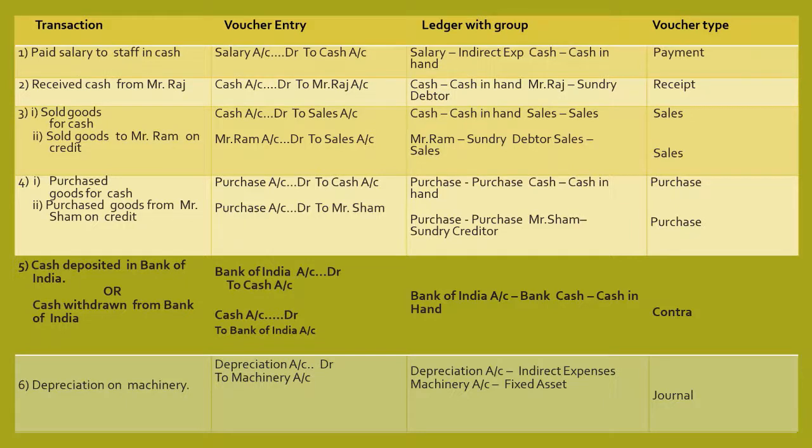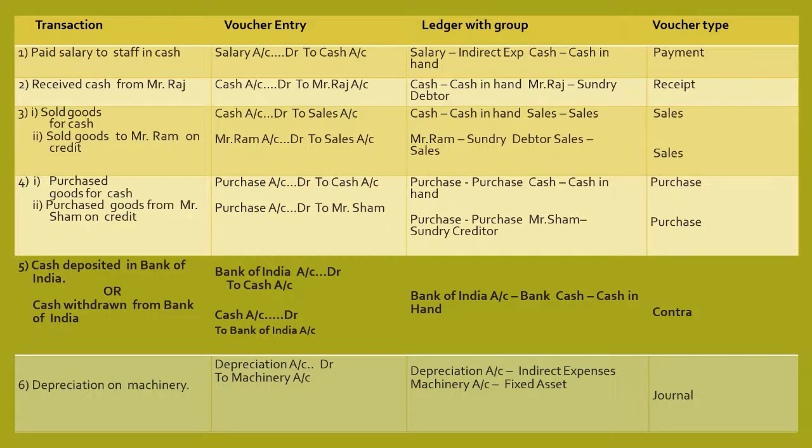Third one is sold goods for cash and sold goods to Mr. Ram on credit. Now in these two entries, cash account is debited and sales account is credited. And in second, Mr. Ram account is debited and sales account is credited. So here for both the transactions, the voucher type used is sales.